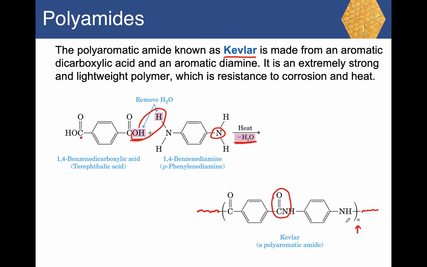So we have n. Typically n is in the hundreds, sometimes many hundreds. And so we have a polymer with this type of structure, which is made from these two monomers, a polymer called Kevlar. And as you can see, it's an extremely strong and lightweight polymer, and because of its resistance to heat and corrosion, it's widely used in everyday life.